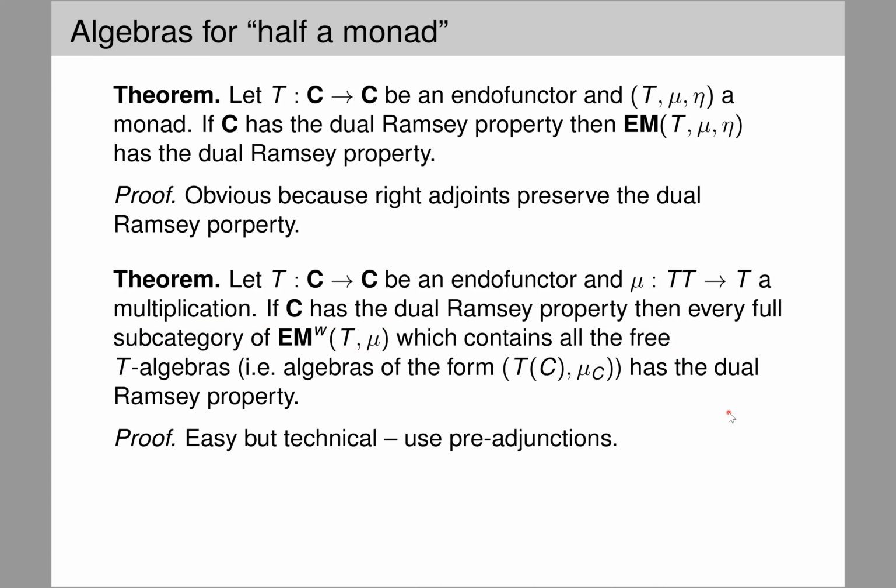This proof is relatively easy but technical. We have to use an unorthodox notion called pre-adjunctions, a pre-adjunction between the two categories, so it's rather technical but easy. Nevertheless, that's the starting point. So we can transport the Ramsey property from a category C to the category of weak Eilenberg-Moore algebras, and moreover to every subcategory of this category which contains all the free T algebras.